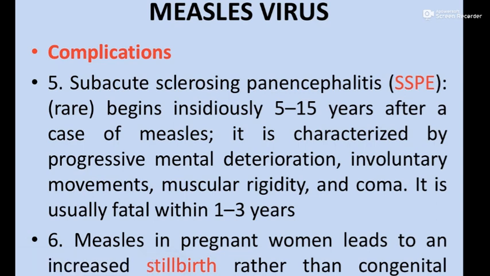That is SSPE. Lastly, measles in pregnancy may cause stillbirth. It does not cause congenital anomaly; it causes stillbirth, meaning the pregnancy completes about 9 months and there is delivery of a dead fetus. Stillbirth is defined as delivery of a dead fetus, after completing 9 months. It does not cause congenital anomalies. Okay.